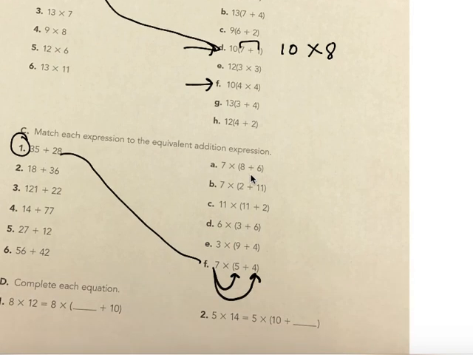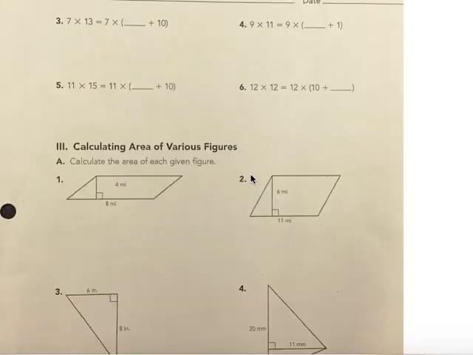Going down to part D, it's the same way. We have 8 times 12, and they're decomposing the second factor 12 into 2 plus 10. On the back side, 3, 4, 5, and 6 are exactly like the first two I did on the other side. Now we're having to do the area of various figures.